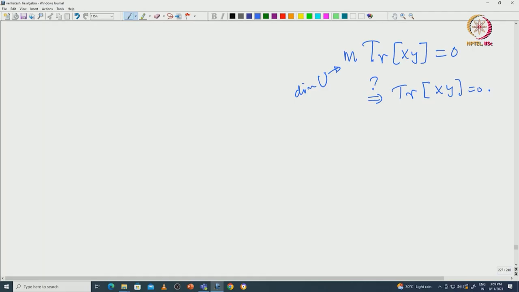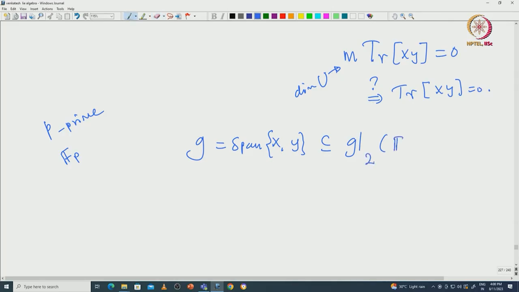Okay. So, for example, you can take p to be a prime number and then work with, for example, F_p, or any field F which has characteristic p. Then look at this particular two-dimensional subalgebra of gl(F_p). Take this g, which is the span of x, y, inside gl_2(F_p), the 2 by 2 matrices where entries are coming from F_p.